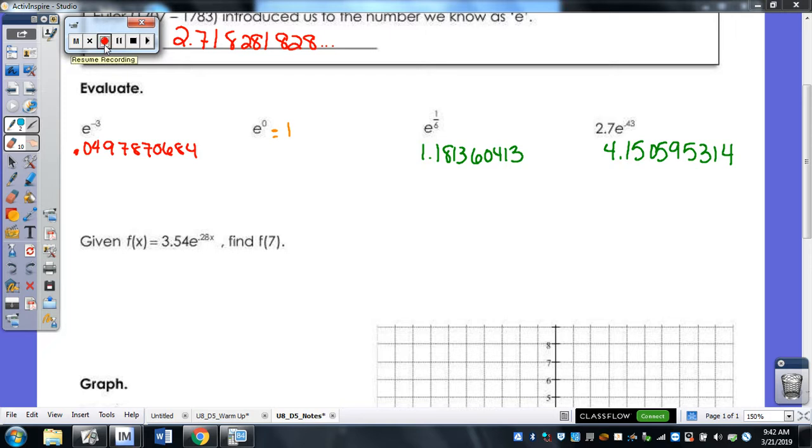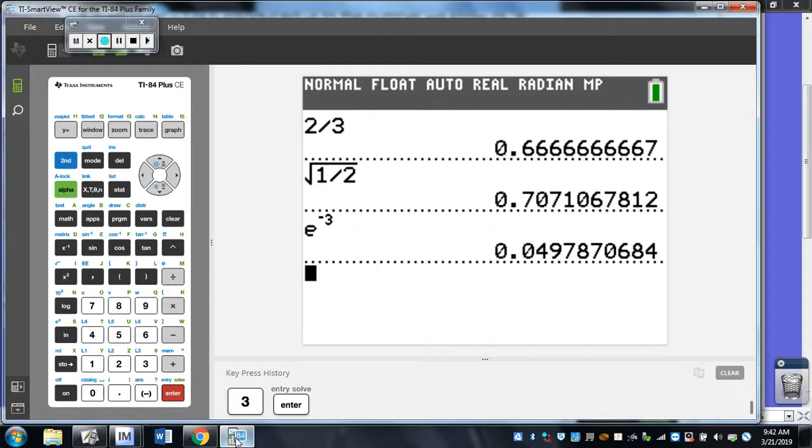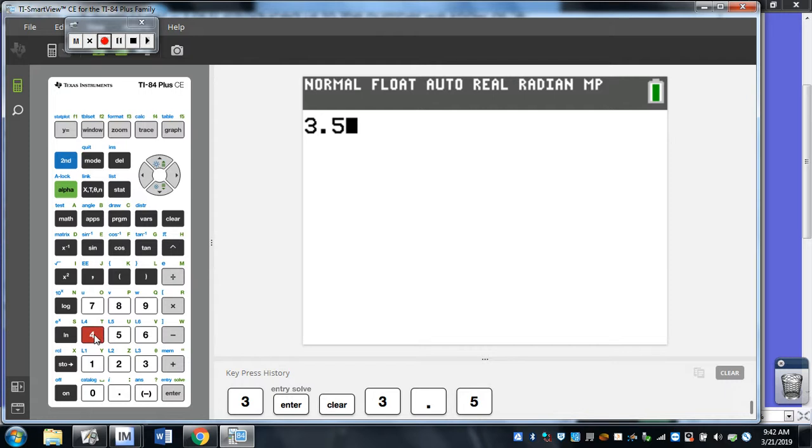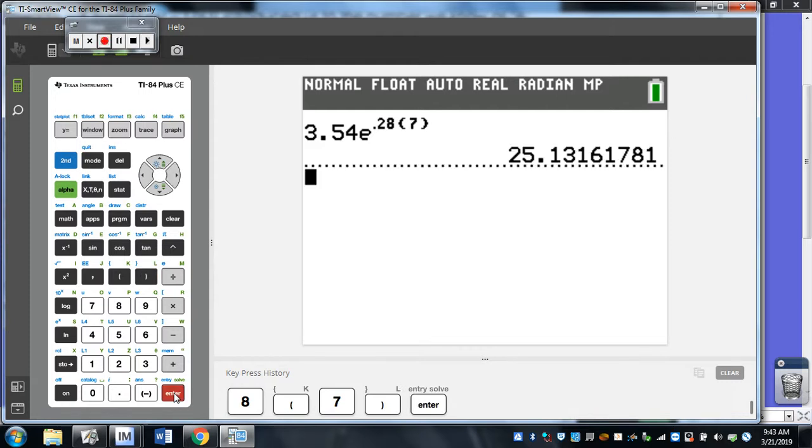So then, plugging into a function that has e, same as plugging into any other function. They want us to find f of 7. So we're just going to plug 7 in for our x, which happens to be up there in our exponent spot, times the 0.28. And then we'll just use our calculator: 3.54 e to the 0.28 times 7. So hopefully you got 25.13161781.